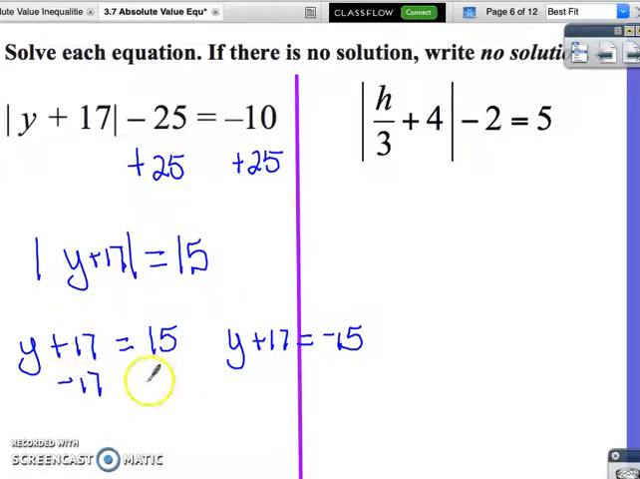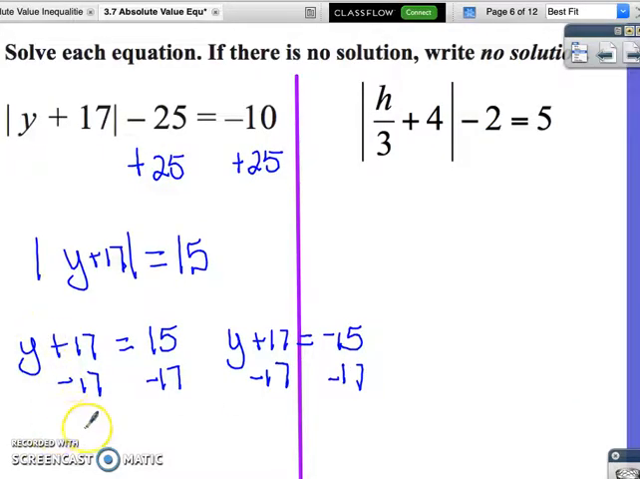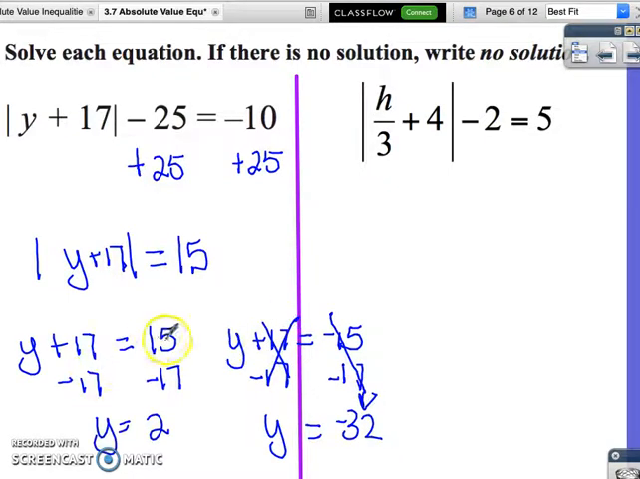So minus 17 on both sides, and just to save time, I get y equals 2 and y equals negative 32. So that becomes that. That crosses out. 15 minus 17, oh, that's a negative 2. Good thing I'm checking my numbers. This cancels out. All I have left is y. So in this equation, y can either be negative 2 or y can equal negative 32. Both numbers would work in this equation.